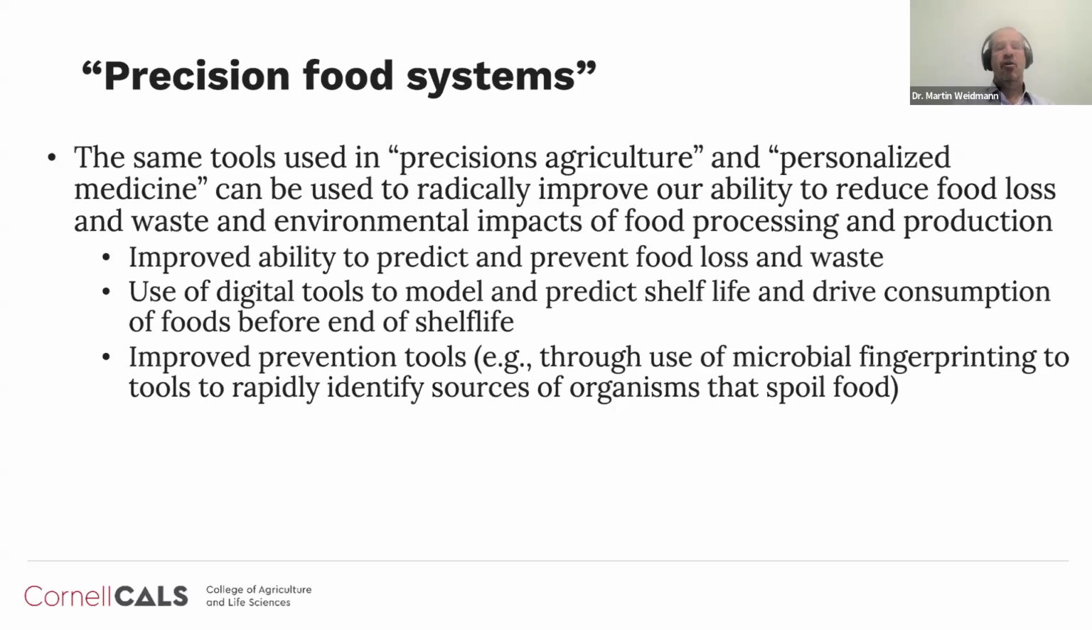These same approaches, the same ideas of more individualized approaches, for example, to look at milk differently in different seasons when the temperature might be different, we could see as precision food systems that can be utilized and leveraged to reduce food loss and food waste. And this will include the use of digital tools to model and predict shelf life, and as I will show you, to drive consumption of foods before end of shelf life and before they become food waste.